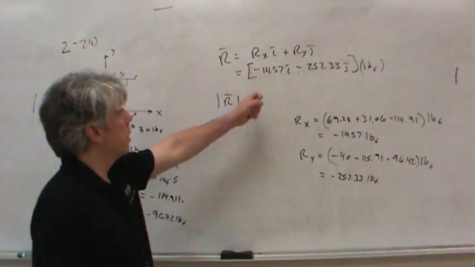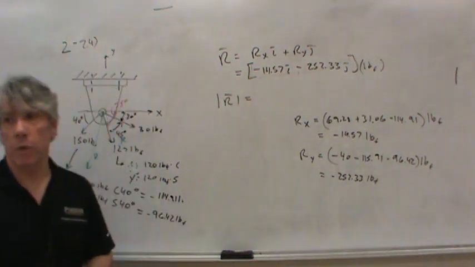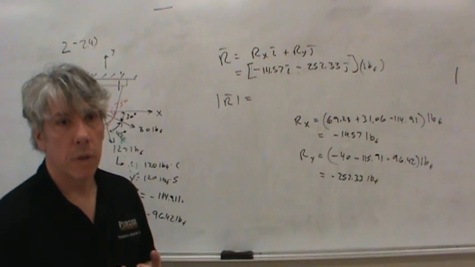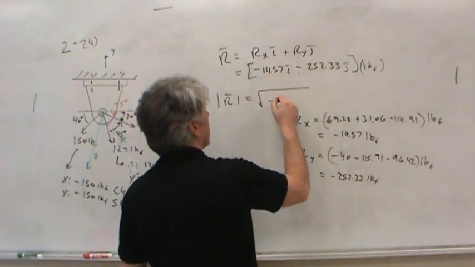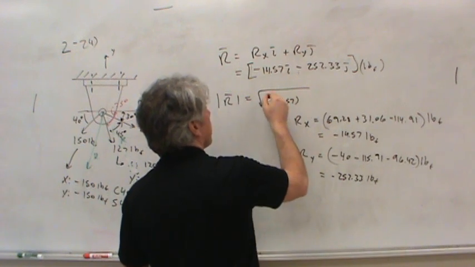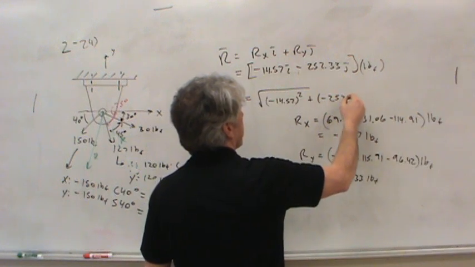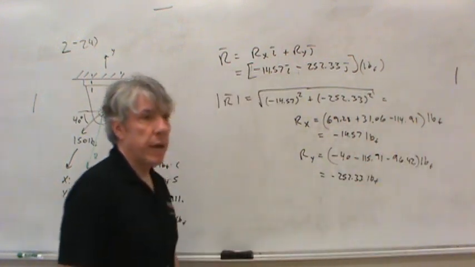Sure. Plug these two into Pythagorean's theorem and we'd have it, right? So 14.57 squared plus 252.33 squared and the square root. So let's do that, if you would. Tell me what we get. You can plug in the negative sign if you like on each, but of course once you square the numbers it won't make a bit of difference. Obviously we'll get a positive magnitude out of here.